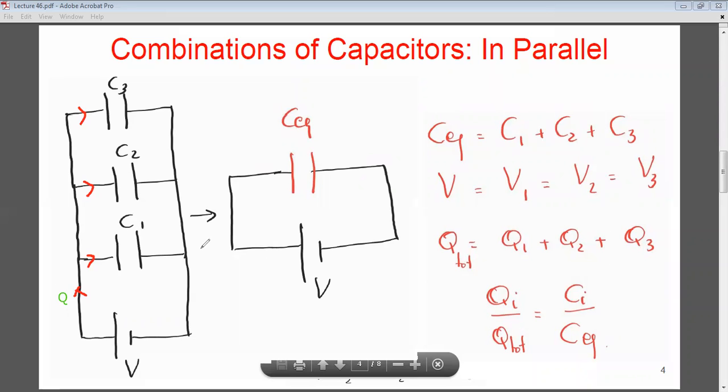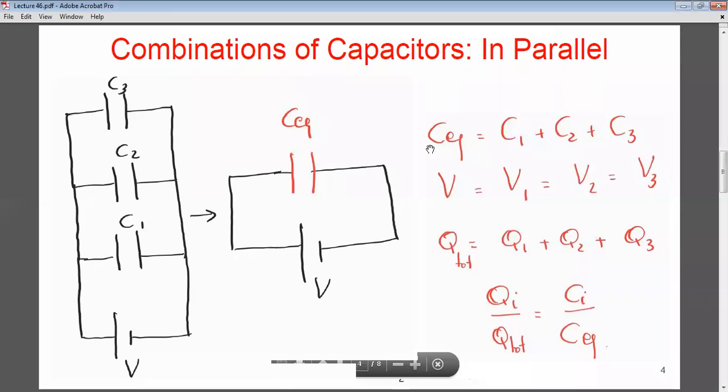And if I want to get the Q across one particular capacitor, I will have to use the formula Q across that capacitor divided by Q total, which is the Q across the whole thing, is equal to the capacitance of this capacitor divided by the C equivalent. Okay, so this is a very important formula. You need to memorize it in case I have a parallel combination.